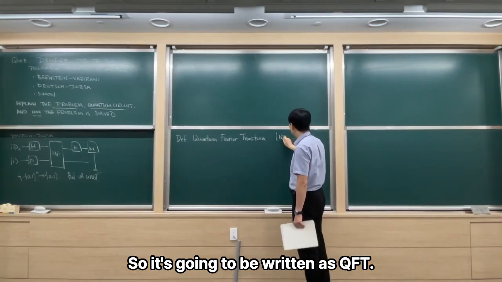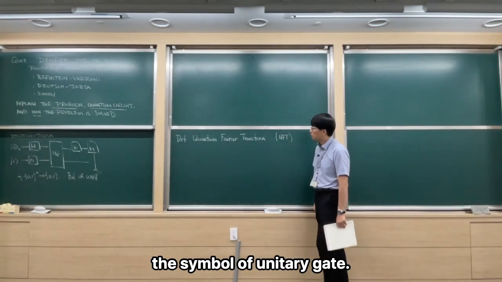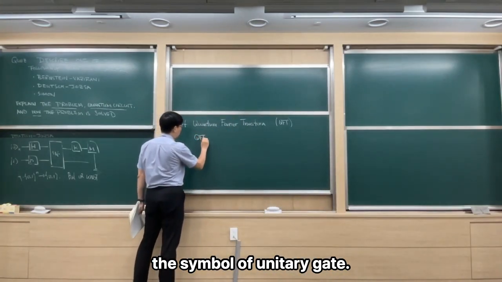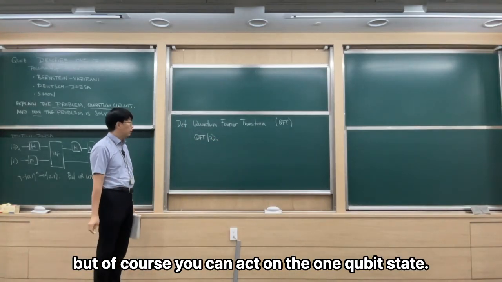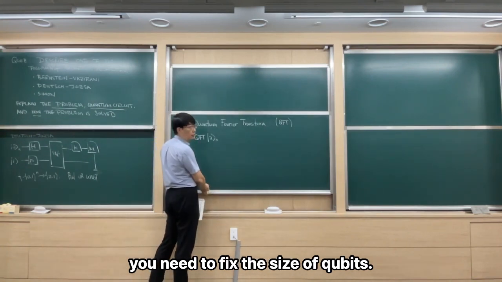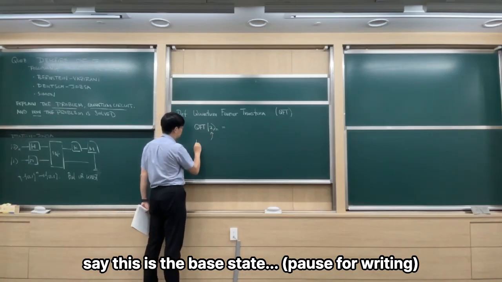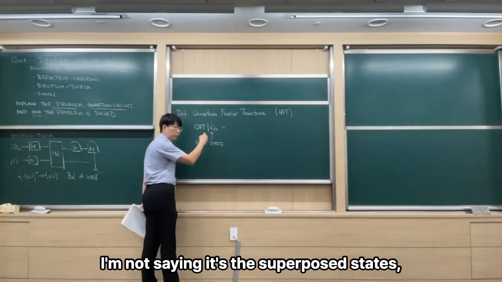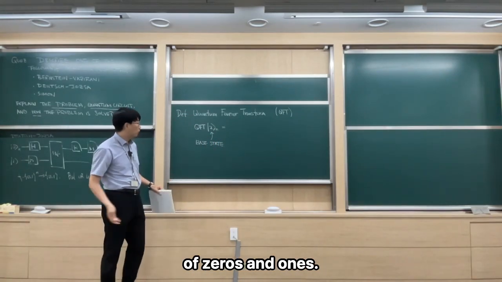So it's going to be written as QFT. The QFT itself is a unitary gate. It's a symbol of a unitary gate. It acts on an n-qubit state. Of course, you can also act on a 1-qubit state. Whenever you want to apply a quantum Fourier transform, you need to fix the number of qubits. And if it acts on an n-qubit state, say this is a basis state, I'm not saying it's a superposed state, it's just one basis state consisting of zeros and ones.